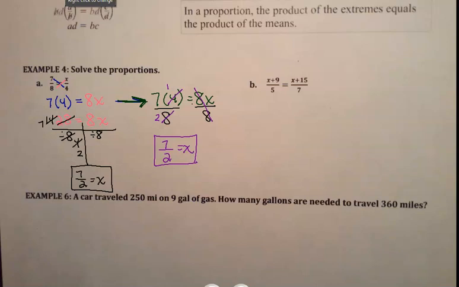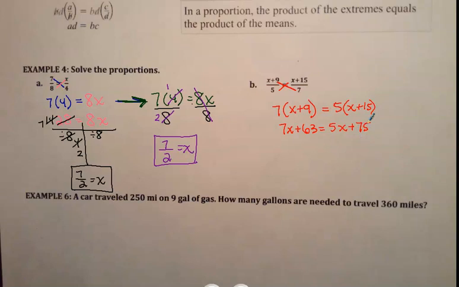B. Again, we're solving the proportion. In order to do that, we're going to take the product of the extremes. So 7 times the quantity x plus 9 equals the product of the means, 5 times the quantity x plus 15. Here we do have to distribute. We can't get around that. So we'd have 7x plus 63 equals, distribute on the other side, 5x plus 75.